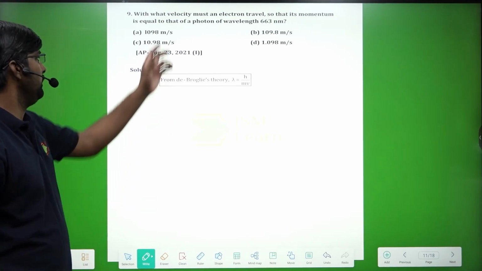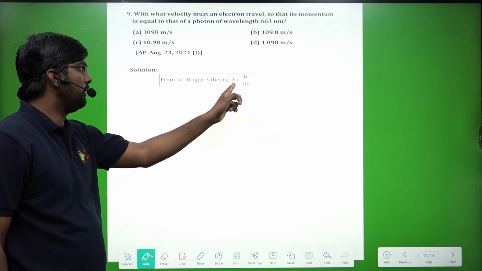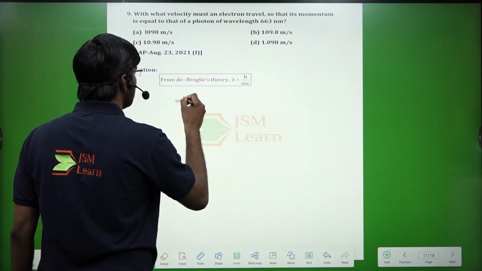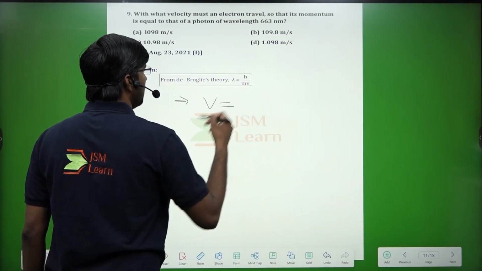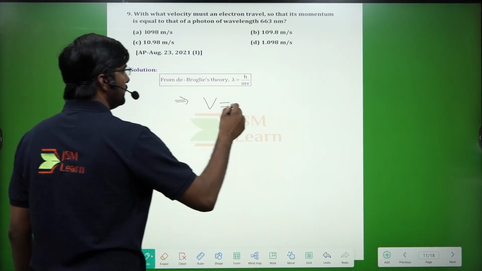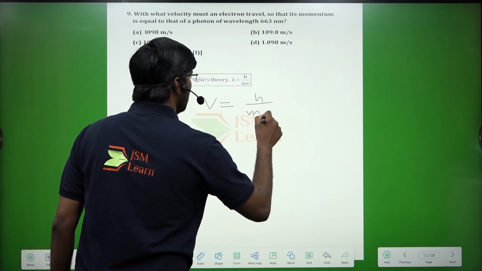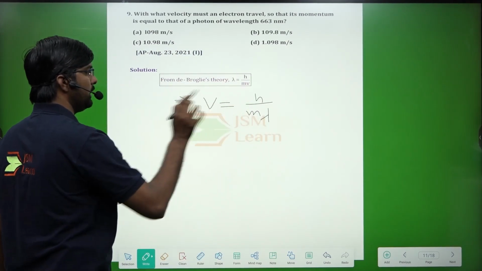Okay, so here we know that from de Broglie's theory, wavelength lambda equals h by mv. If we rearrange this, we need to find the velocity, right? So that is equal to h by m lambda. We are just rearranging this.